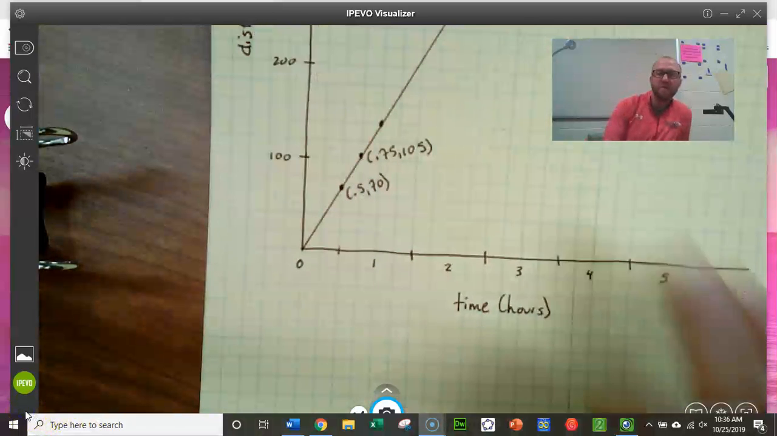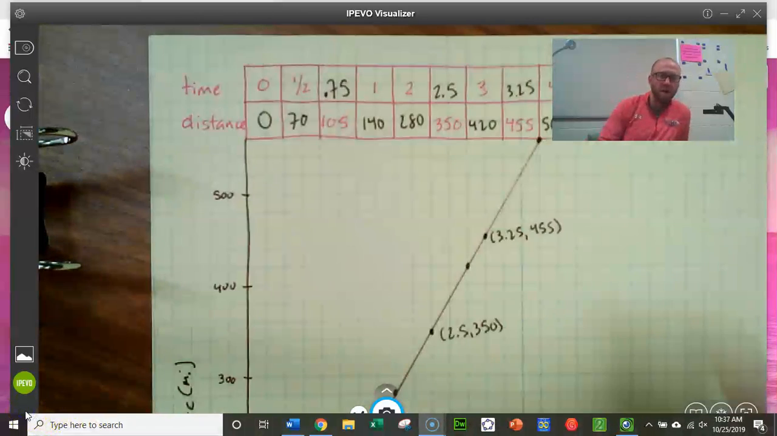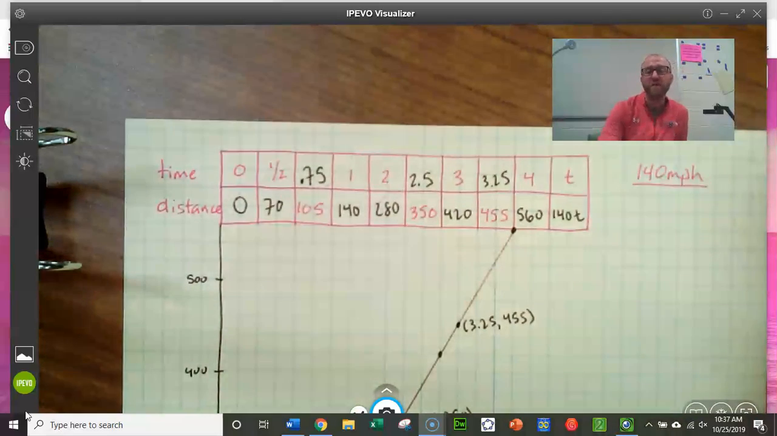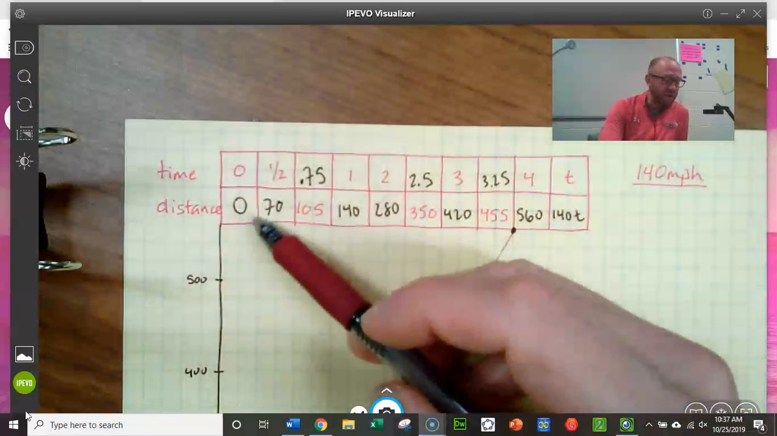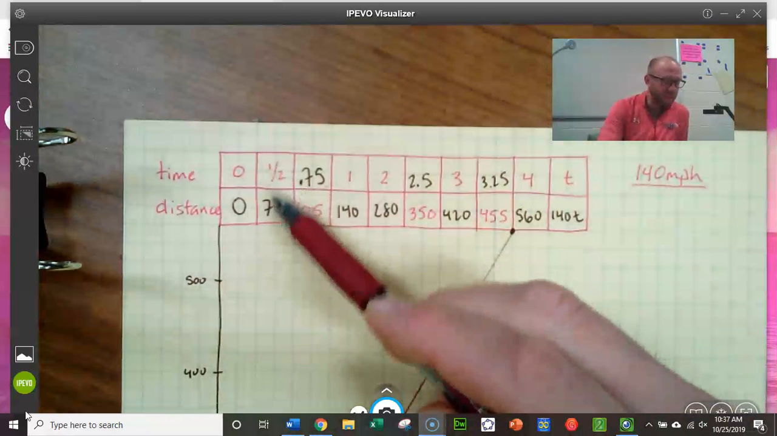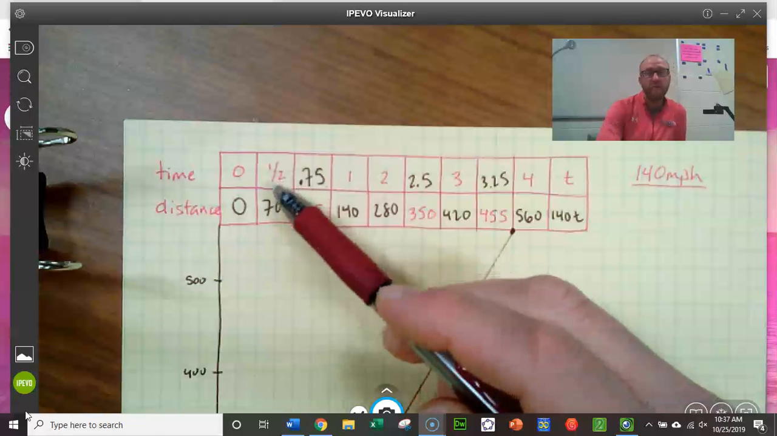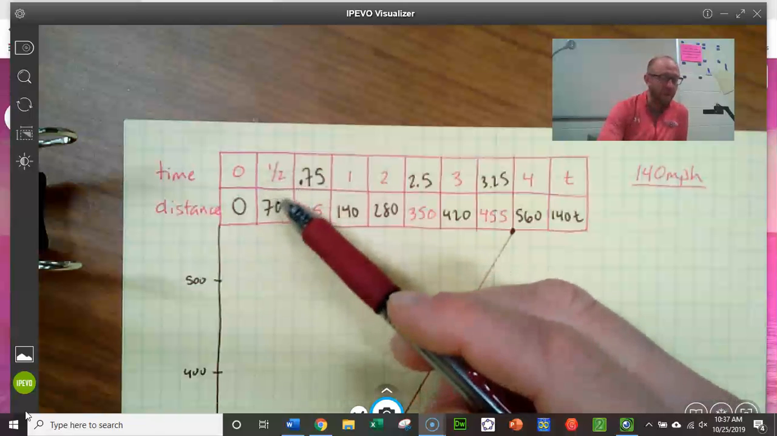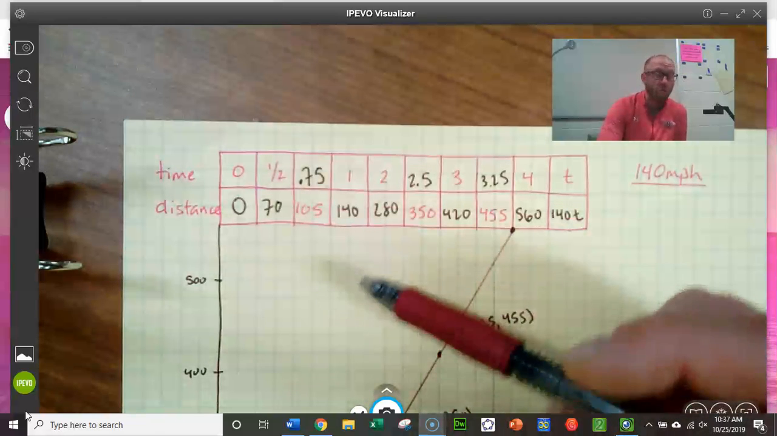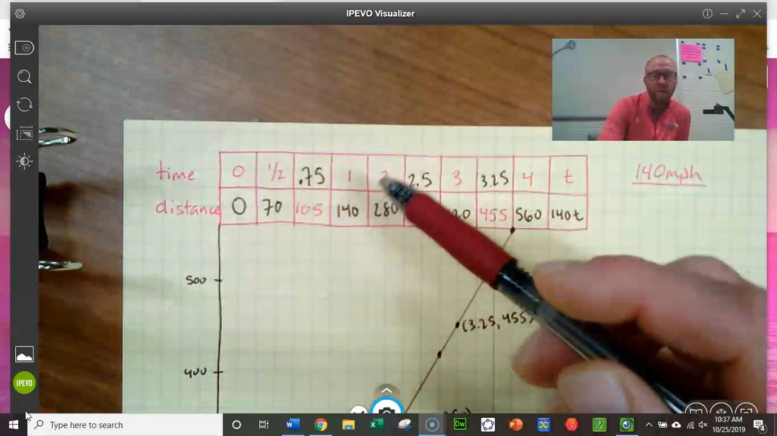A couple quick things about this before we go. One is this particular type of relationship between time and distance is called a direct variation. And we say that time and distance vary directly. And what that means is that to get distance from time, all I have to do is just multiply by some constant. In this case, it was 140. So I multiply time by 140 to get distance. Or to go backwards, I divide distance by 140 to get time.